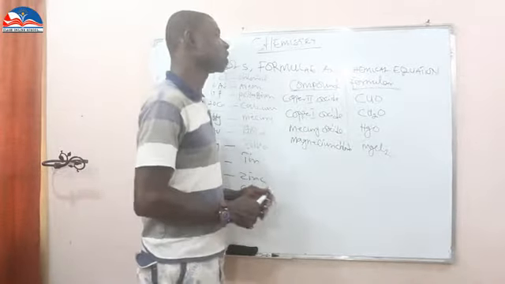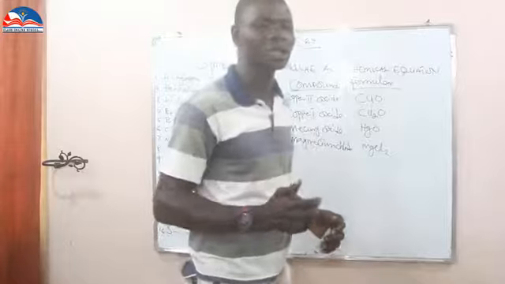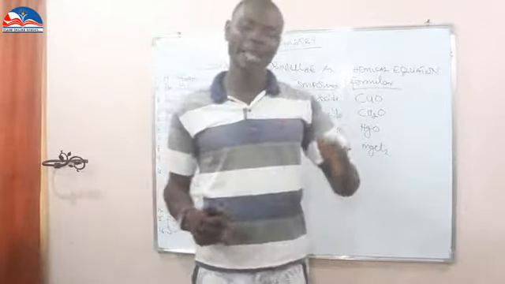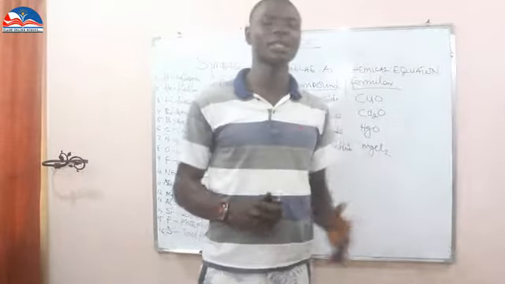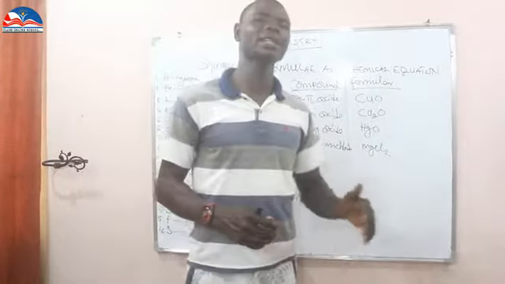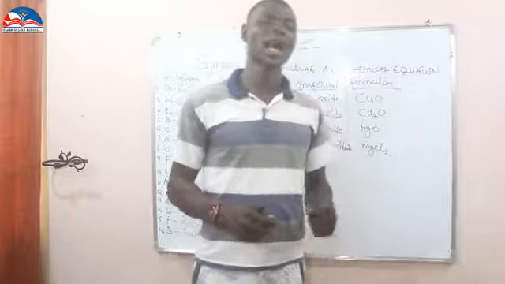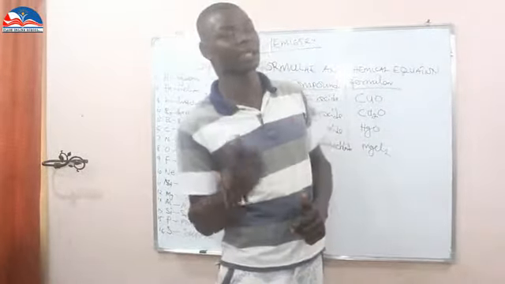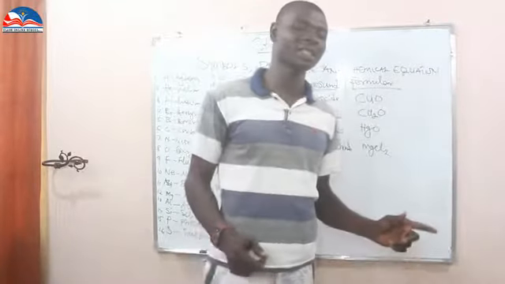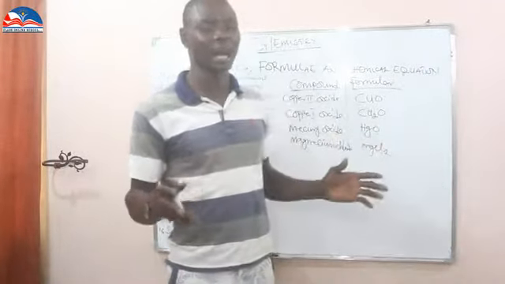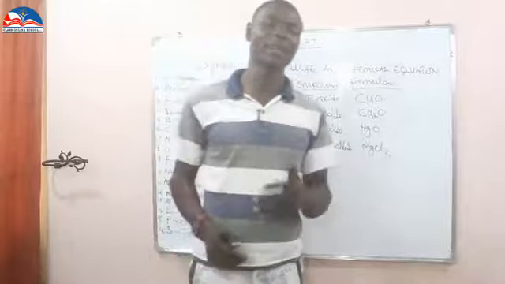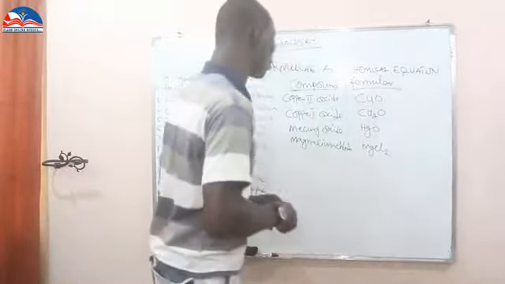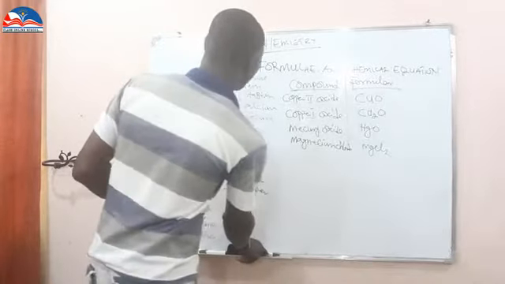Now in that place, I've told you people several times that for you to write formula very well, you must master their valencies. You must also master their oxidation numbers and also their atomic number, because the atomic number of an element is also the valency of that element, but it must be in a radical form. The atomic number of an element is also the valency of that element. Now let's quickly go with this formula.